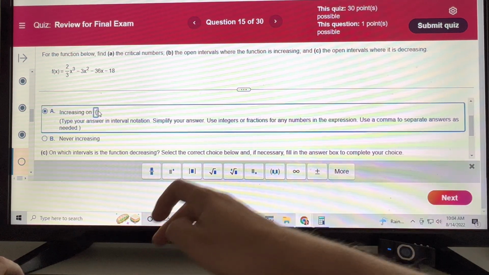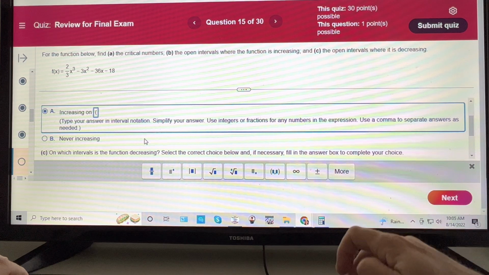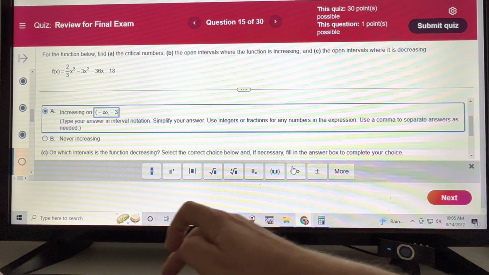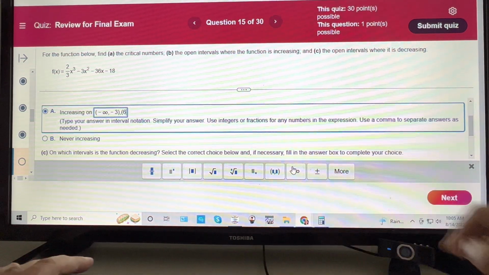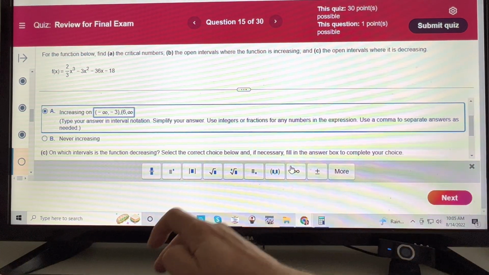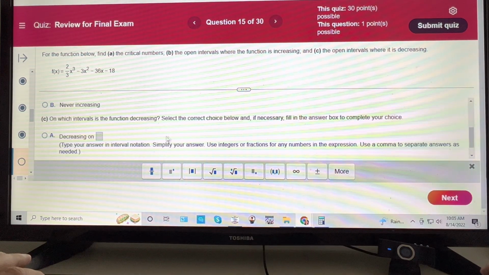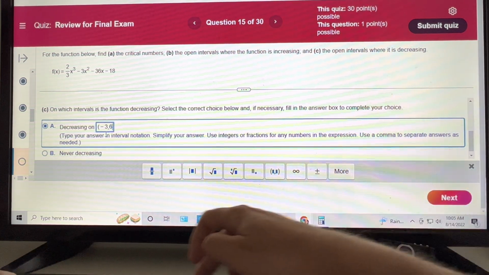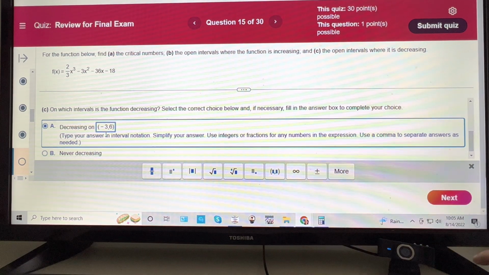So I'm increasing from negative infinity to negative 3, and then comma, also from 6 to infinity. And then I'm decreasing from negative 3 to 6, and this is interval notation. When it looks like a coordinate, but type your answer in interval notation.